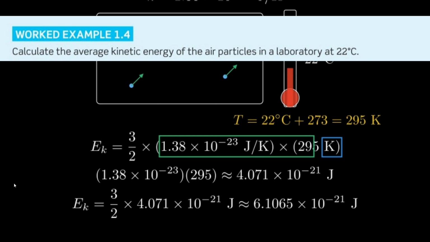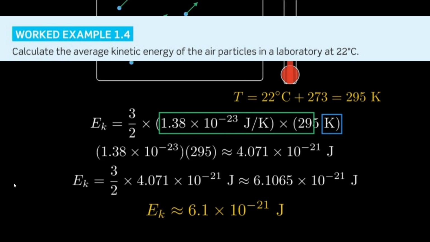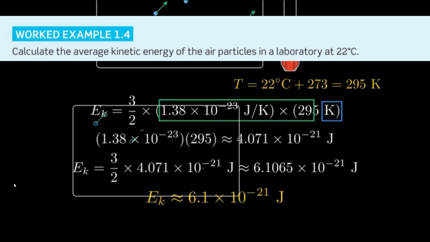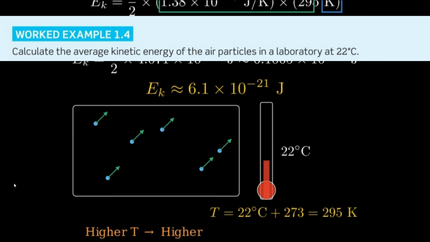Now let's finish with the big idea. Because the average kinetic energy is directly proportional to temperature, this means that as temperature increases, the average kinetic energy of the particles also increases. When the temperature goes up, the particles move faster, collide more frequently, and transfer more energy during collisions. If the temperature decreases, the particles move more slowly and their average kinetic energy decreases.